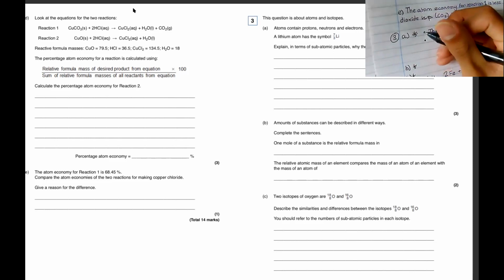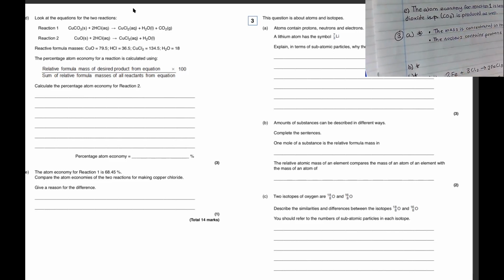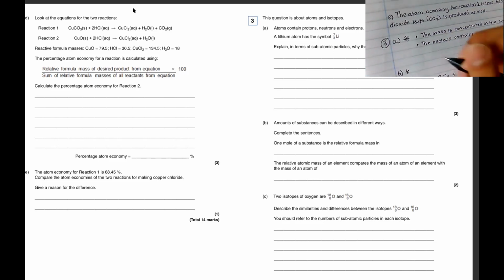The nucleus contains protons and neutrons, and each has a relative mass of 1, whereas that of an electron is nearly 0.